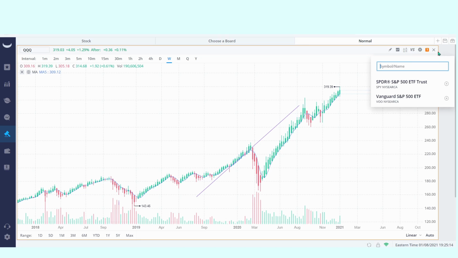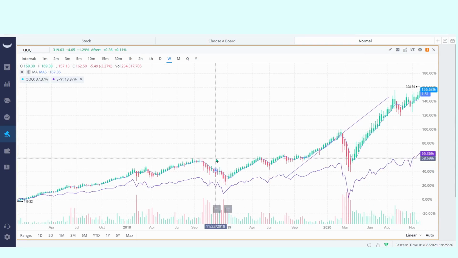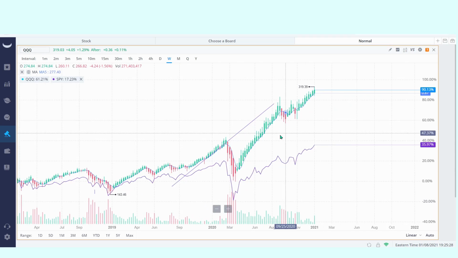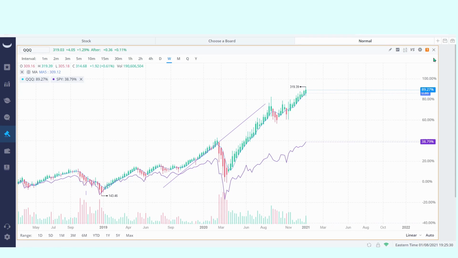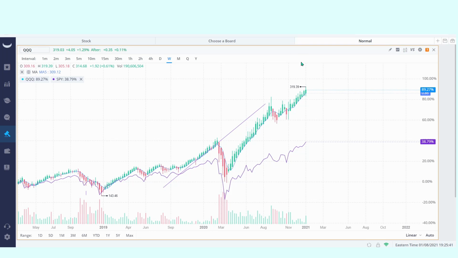So this is if you want to compare it to, let's say, the SPY ETF. You can do that as well. And you see that little trend line. So QQQ goes a lot higher than SPY because this is technology. The NASDAQ, basically, it's echoing the NASDAQ. And then your settings here, you can look at the different things you want to show: earnings, dividends, splits, that type of thing can show up on the chart.